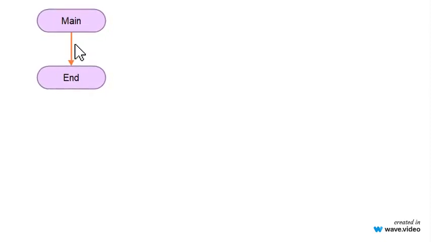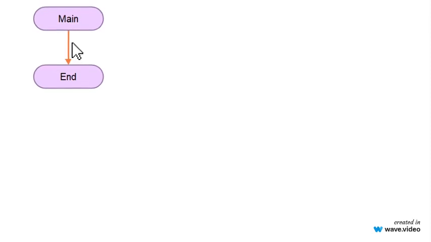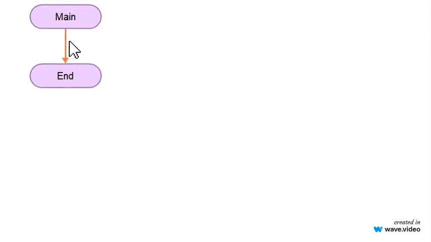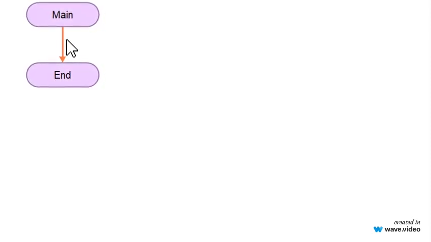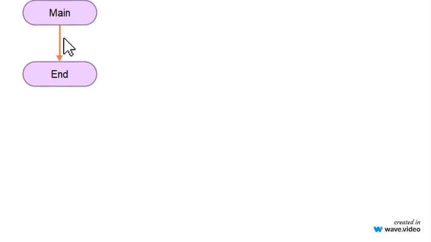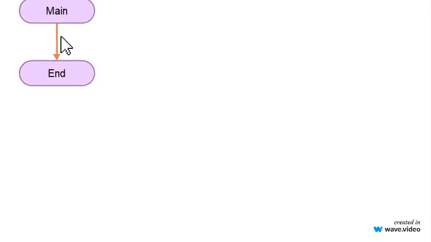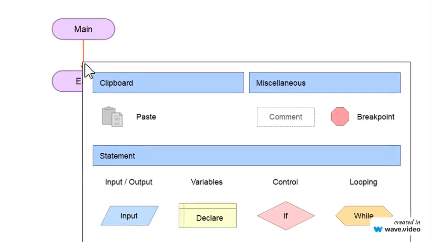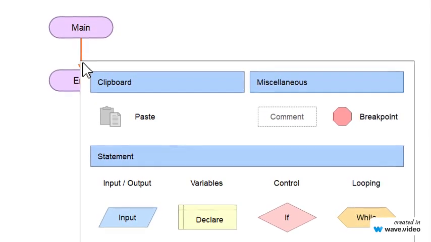To add a shape, move your mouse pointer over a line. If you can add a shape, the line will turn orange. Now, either double-click or right-click to add a shape. Next, a pop-up menu will appear that shows all the shapes you can add.